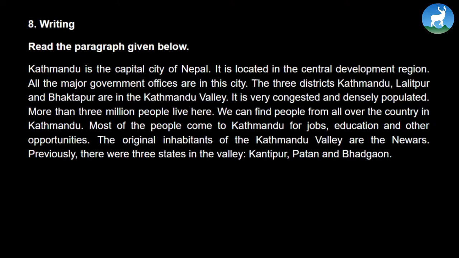It is very congested and densely populated. More than 3 million people live here. We can find people from all over the country in Kathmandu. Most of the people come to Kathmandu for jobs, education, and other opportunities. The original inhabitants of Kathmandu Valley are the Newars. Previously, there were 3 states in the valley: Kantipur, Patan, and Bhadgaon.